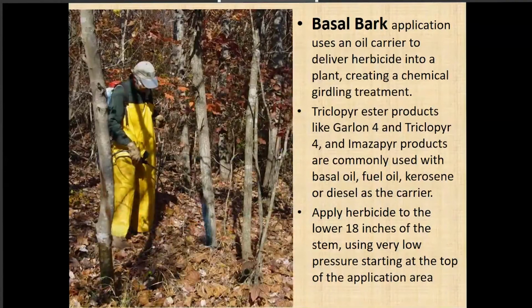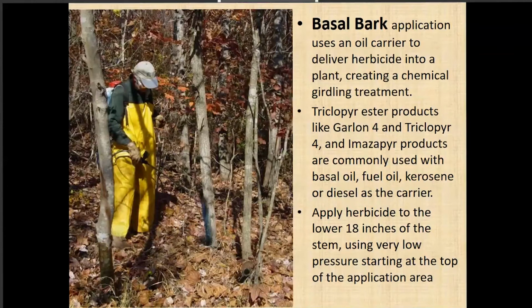So, some of our herbicide application techniques. Basal bark applications use an oil carrier to deliver an oil-based herbicide into the plant. We're actually spraying this oil herbicide mix onto the lower stem of the plant, and that oil penetrates through the bark into the plant, whether it be a tree or shrub, delivering the chemical into the plant. That chemical is then designed to kill or control the plant.